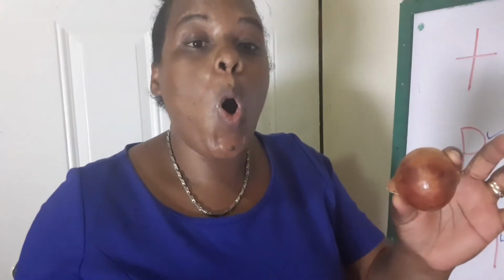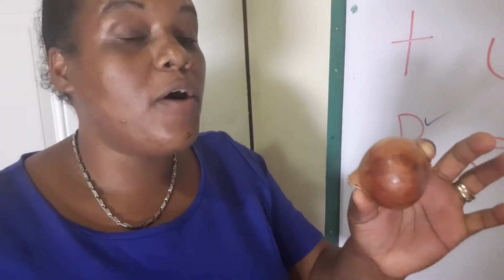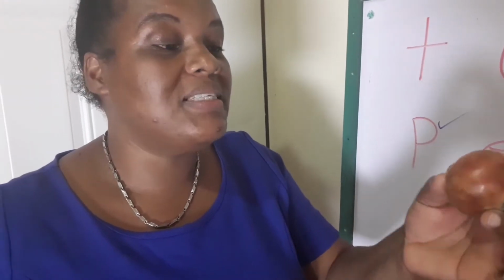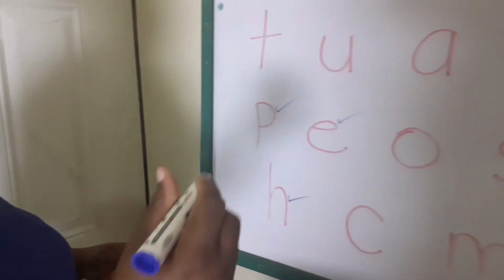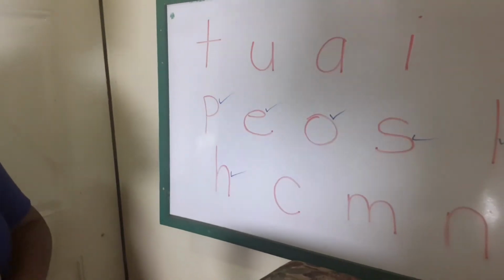Onion. Onion. I'm hearing the sound. Look at the formation of my lips. Onion. That means onion begins with the O sound. And the letter that says O is letter O. Letter O says O. What about the cup?